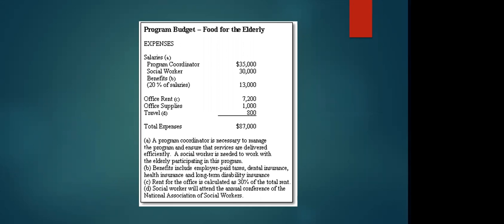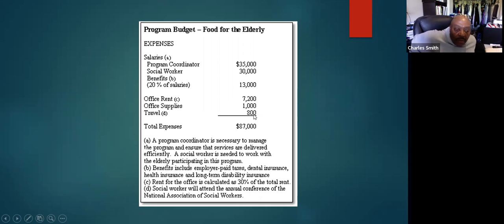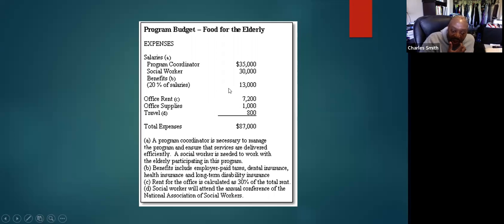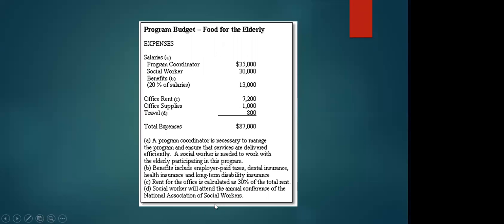See how you put down travel for 800? And then they go back to explain what that 800 is spent for. That's what we call a budget justification. Gotcha. You put the number, you put travel there, but for what? But then you circle around and say social workers will attend annual conferences. Gotcha. So you see the importance of the numbers and the explanation to the numbers.